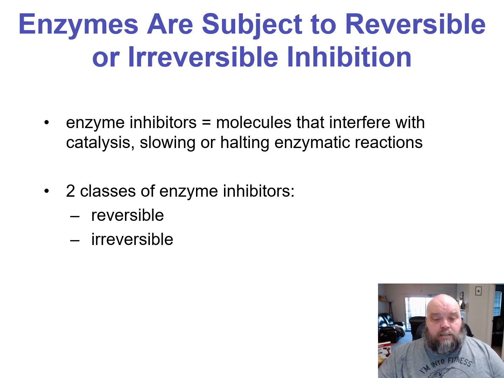We see that many enzymes are going to have some form of inhibitor, a molecule or something that interferes with catalysis, either slowing or halting it completely. All of these inhibitors are going to fall into two classes. Either they're reversible, or they irreversibly turn the enzyme off and then there's no coming back from it.